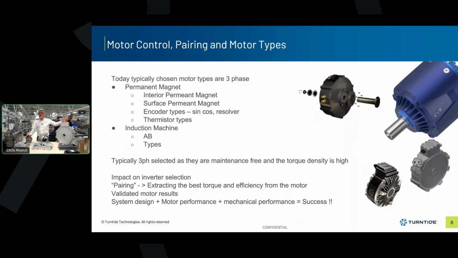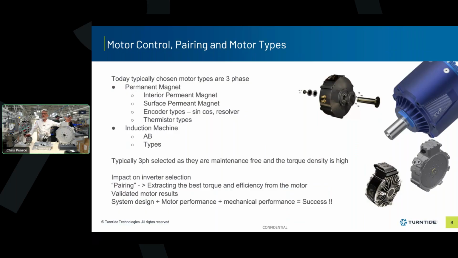Typically, we're looking at interior permanent magnet or surface magnets. Interior magnets are becoming very much more popular because of their increased torque density over surface magnet machines, but again, come with control problems that the inverter is going to have to deal with, which is more significant to extract the full torque available versus a surface permanent magnet machine, which is very simple to control. So a lot more thought has to go into the control algorithms in the inverter to extract that extra torque.